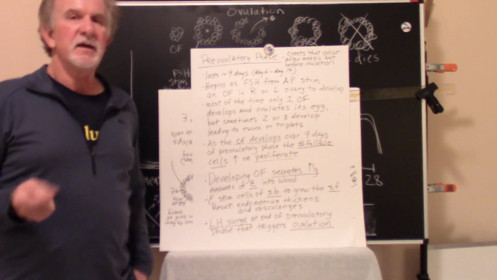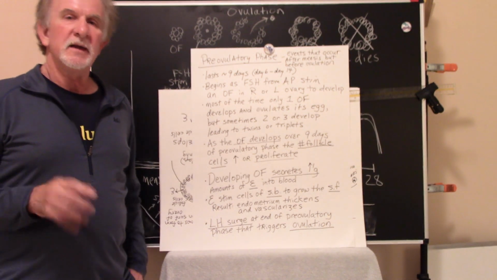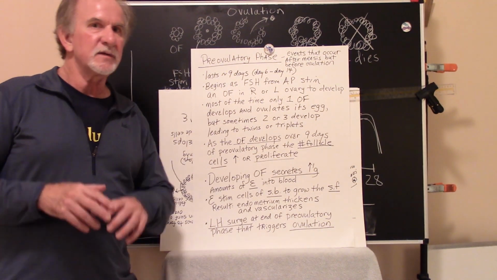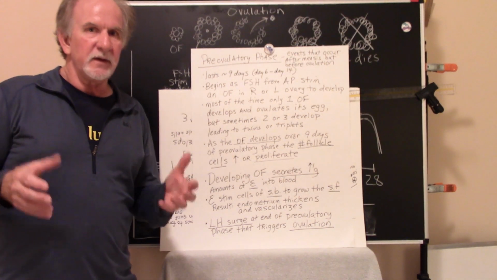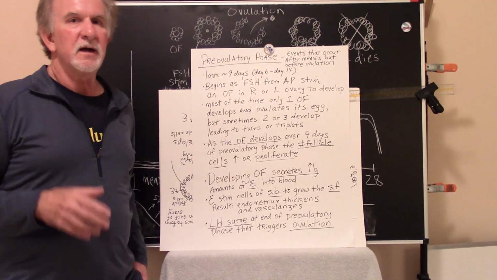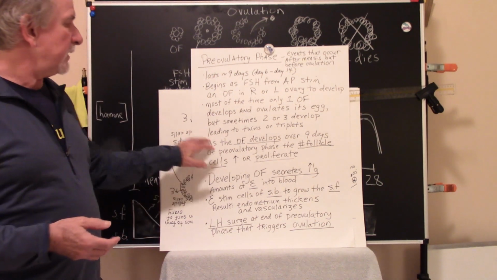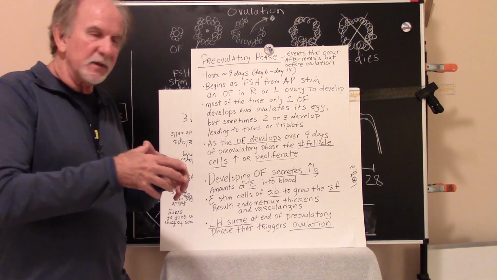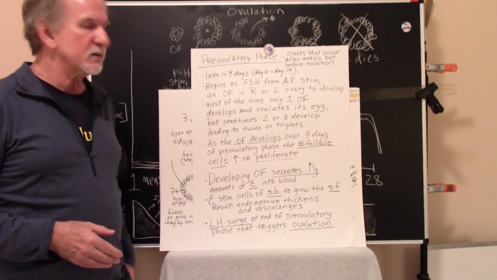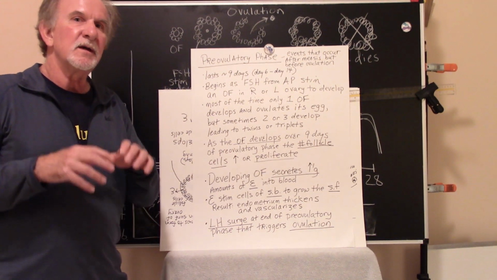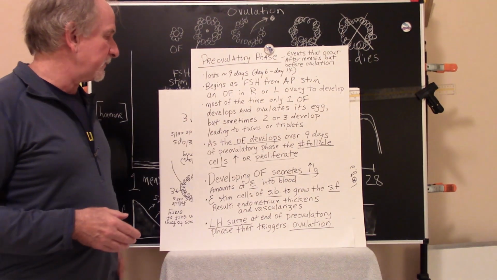But occasionally, FSH will stimulate more than one ovarian follicle, maybe 2 or 3. And in that case, 2 or 3 eggs can be ovulated. And if both or all 3 were fertilized, it might result in twins or triplets. So as the ovarian follicle that's stimulated by FSH develops during the pre-ovulatory phase, the number of follicle cells associated with the stimulated ovarian follicle increase in number.